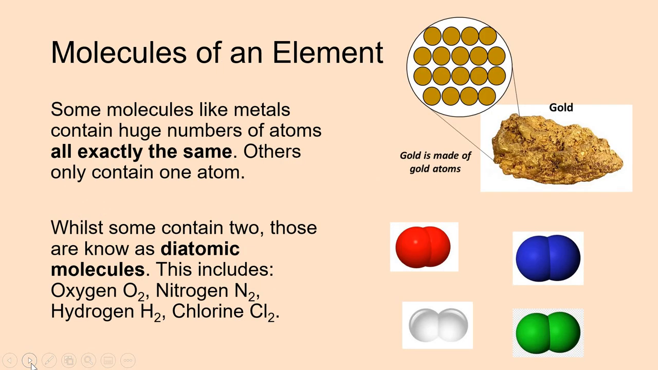So let's look at molecules of elements. Some molecules, like metals, contain huge numbers of atoms, all exactly the same. Others only contain one atom, while some contain two. Those are known as diatomic molecules, and this includes oxygen, nitrogen, hydrogen, and chlorine.